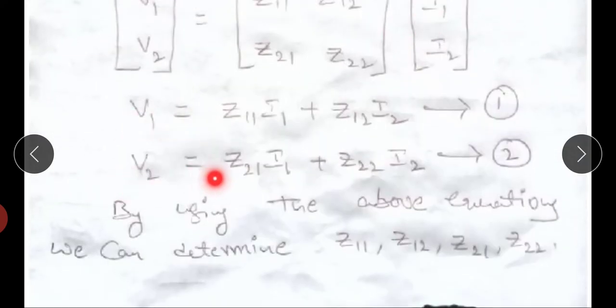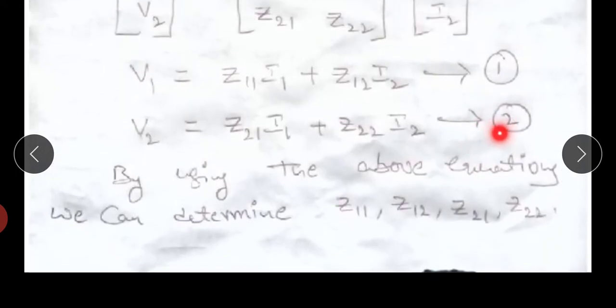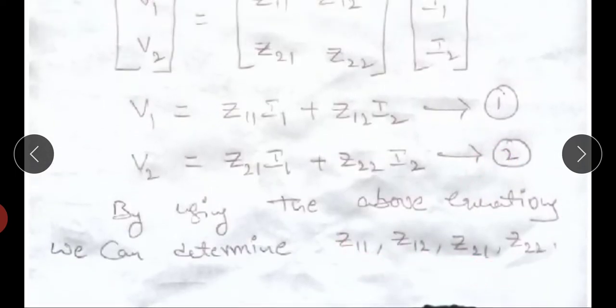Next, by using matrix multiplication, we can write the voltage equations V1 and V2. V1 equals Z11 into I1 plus Z12 I2. V2 equals Z21 I1 plus Z22 I2. These two are the voltage equations in terms of impedance parameters. By using the above equations, we can find Z11, Z12, Z21 and Z22.